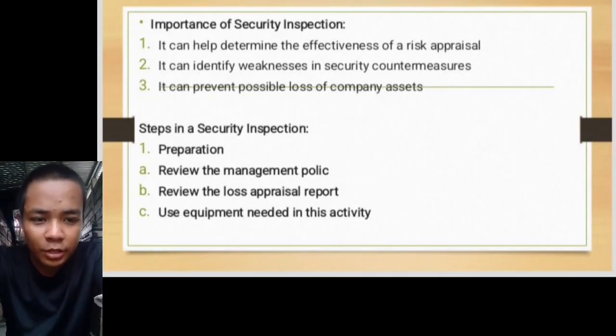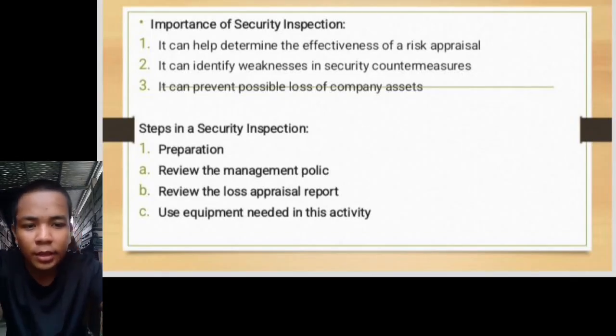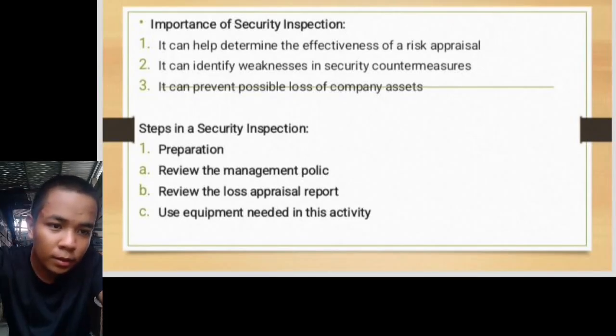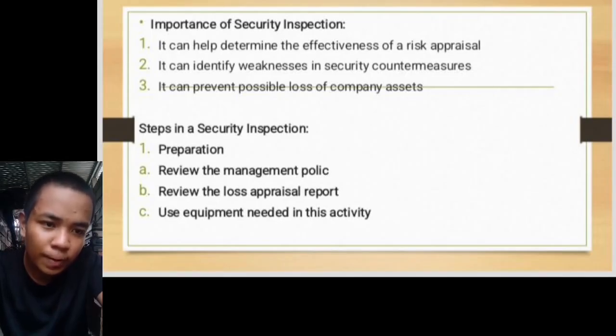Steps in a security inspection. 1. Preparation. A. Review the management policy. B. Review the loss appraisal report. C. Use equipment needed for the activity. The steps in security inspection start with preparation. This includes reviewing the company management policies, checking the loss appraisal report, and preparing the equipment needed for the inspection.